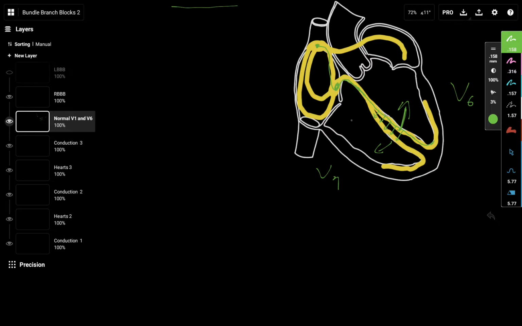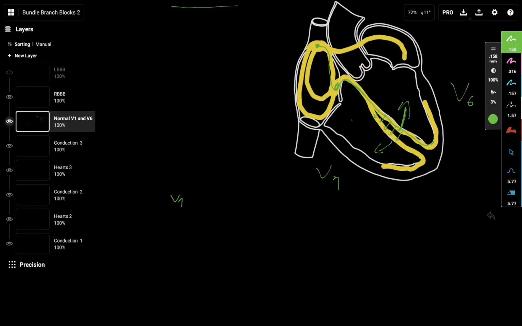Now, what does this mean? How does this translate into my ECG? Let's have a wee look. So if we look at V1, for example, just here, let's remember that every time an action potential travels towards your lead, it's a positive deflection. And whenever your action potential travels away from this lead, it shows on your ECG as a negative deflection.